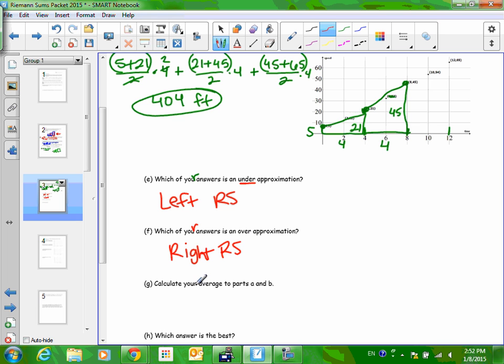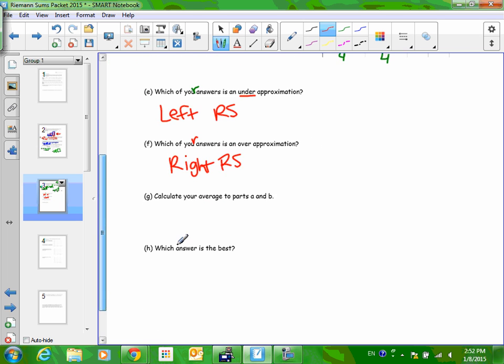Okay, and then it says calculate the average to parts A and B. So you don't have to go back over. I'm going to remind you that those answers were 284 and 524. So to average these, we will add and divide by 2. Again, if you're going to do this all in one step, put parentheses, and you get 404 feet, which sounds familiar.